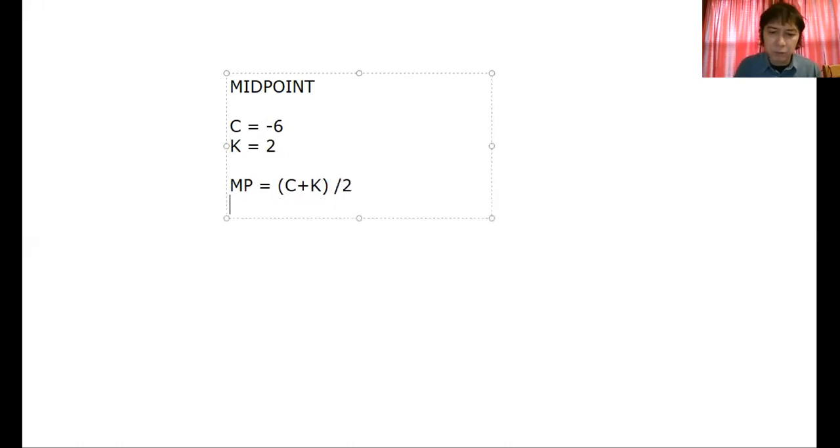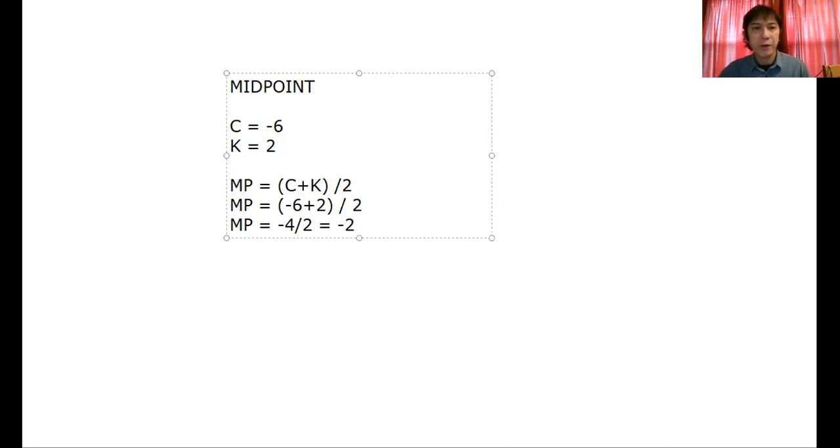Then we shall have the midpoint equal to point C, which carries the -6. Then we add K, which is +2, and the result will be divided by 2. So this will just be -4 divided by 2, which gives us exactly -2. So -2 is our answer. We shall locate the letter for -2, and that's our midpoint.